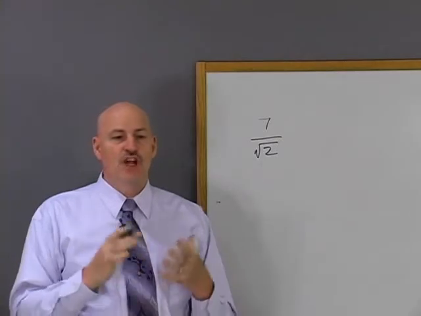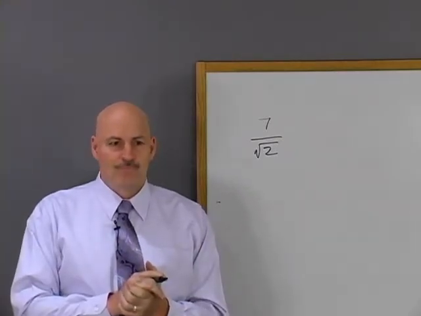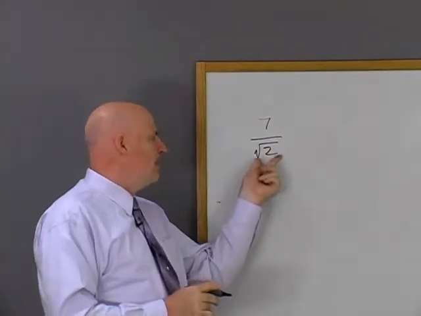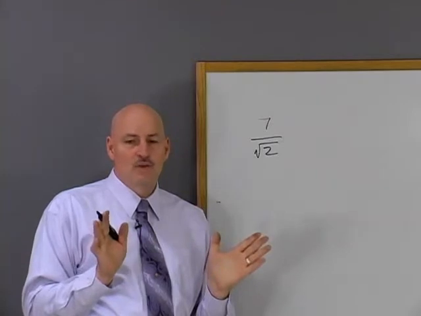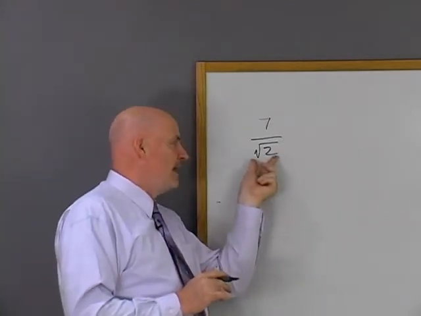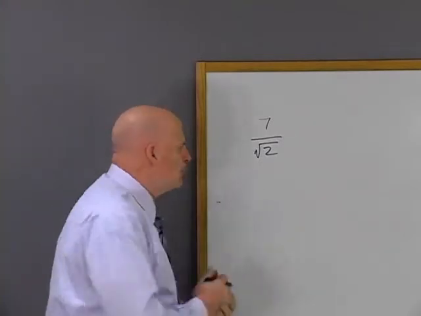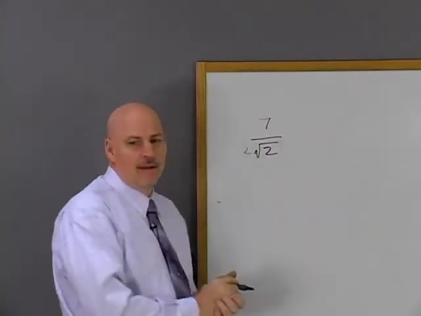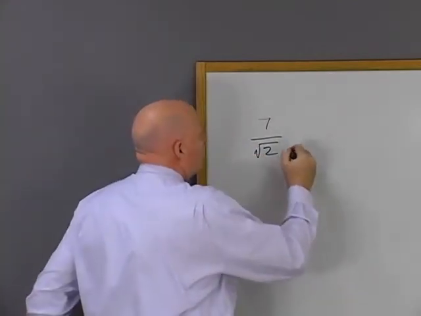So how do we change the form without changing the value? What do you think? What can I multiply by this that would make it a whole number? That's the key. Right there is the whole key to this whole lesson. What do I multiply by that to make that a whole number? If I multiply it by the square root of 2, it just becomes 2. Let's try it. Multiply by the square root of 2.